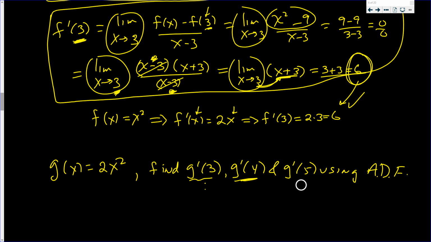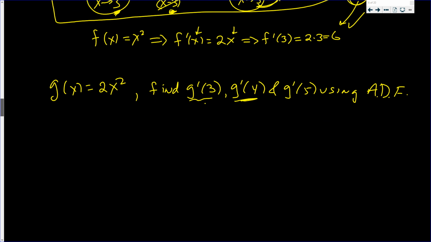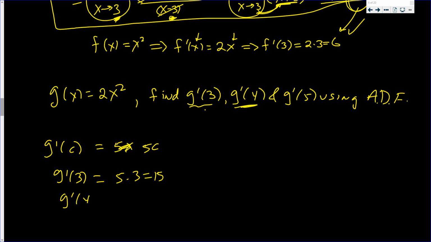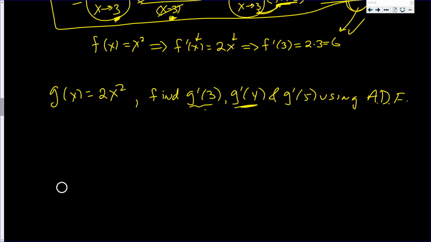So how about we use the alternate formula because they said we have to, but we just find g prime of c. Let's suppose g prime of c was, I don't know, 5x. I'm sorry, 5c. So then g prime of 3 would be 5 times 3, or 15. And then g prime of 4 will be 5 times 4, or 20. Okay, so let's find out what g prime of c is using the alternate formula.